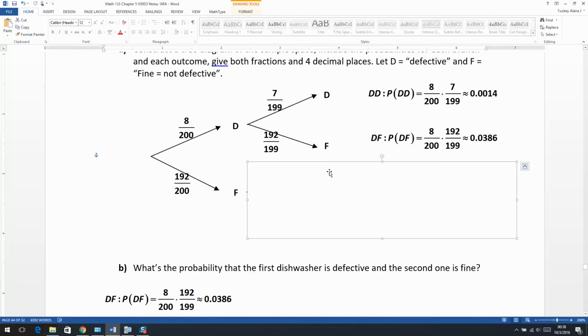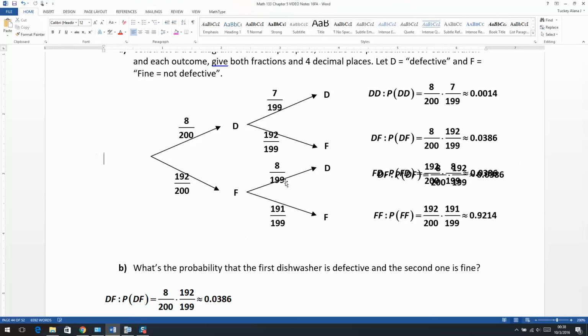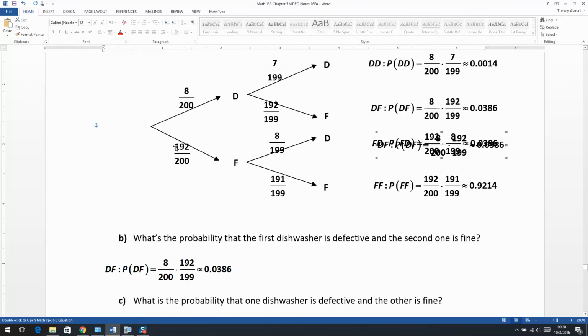Okay, what if the first one I pulled was fine? Well, if the first one you pulled is fine, then you have 191 fine ones left, and you have 8 defective ones left. So that means that you have a chance here of pulling fine-defective as 192 out of 200 times 8 over 199. There you go. And that gives you about 0.0386, same as this one, as a matter of fact. Defective-fine and fine-defective are the same probabilities.